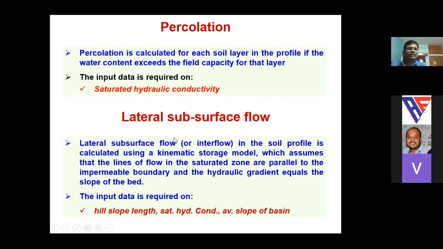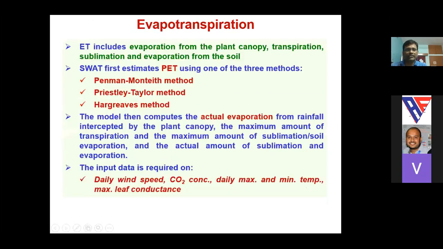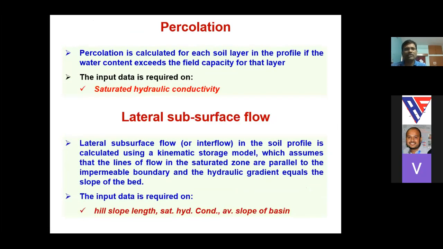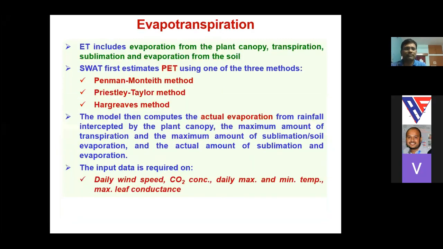Particularly for the lateral subsurface flow, we can estimate the required input data. For each of these there is a parameter and the data required is given. For estimating the lateral subsurface flow, we need the hillslope length, saturated hydraulic conductivity and average slope of the basin.